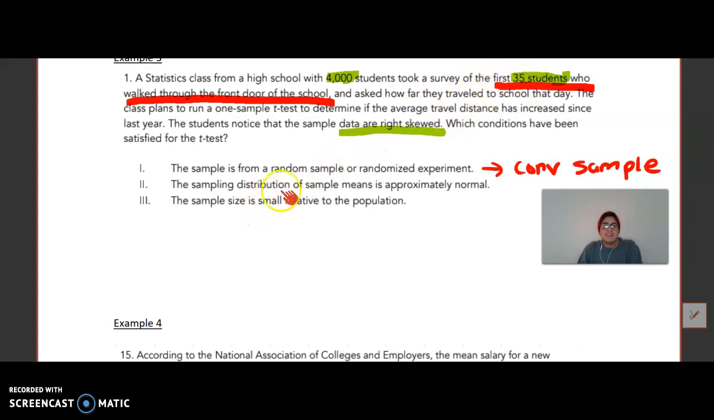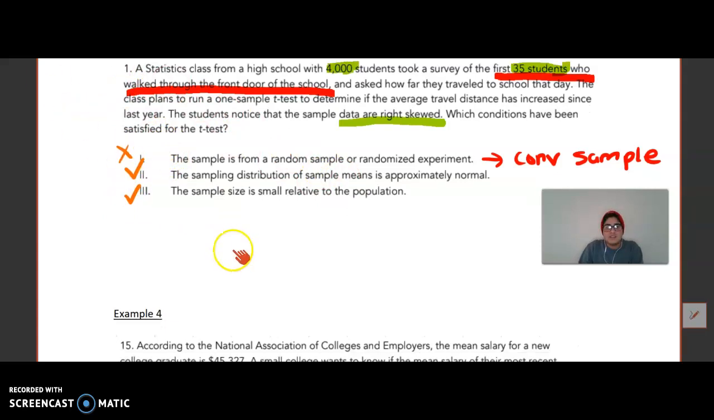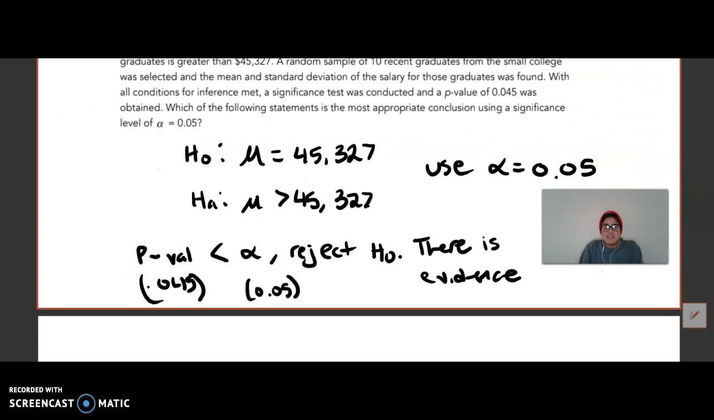And then lastly, the sample size is small relative to the population. Checking our 10% rule, we see that yes, 35 is most definitely less than or equal to 10% of these 4,000 students. And then lastly here, this claim for this small town college, your null and alternative hypotheses would look something like this. It appears as though we're using an alpha level of 0.05.